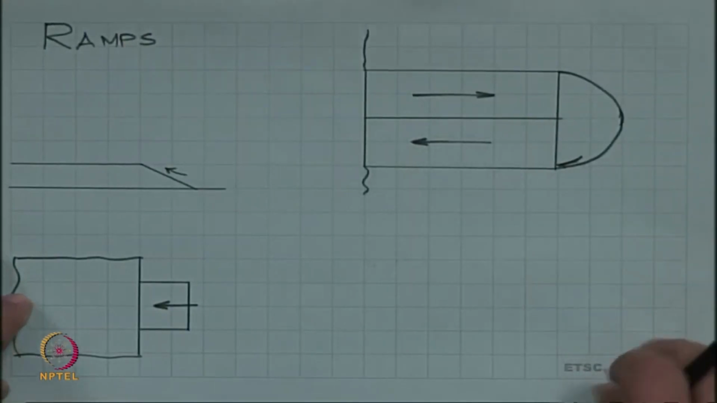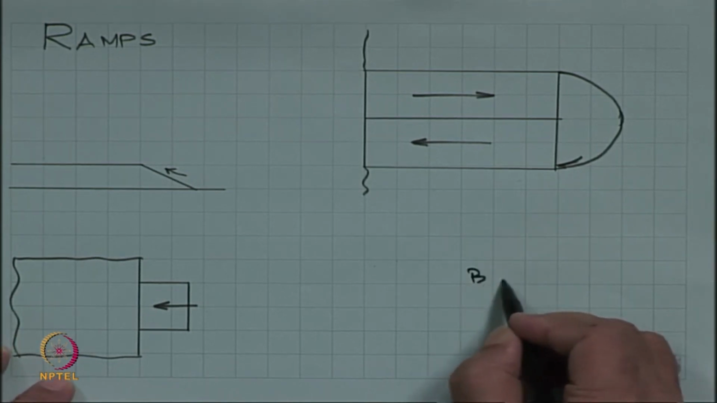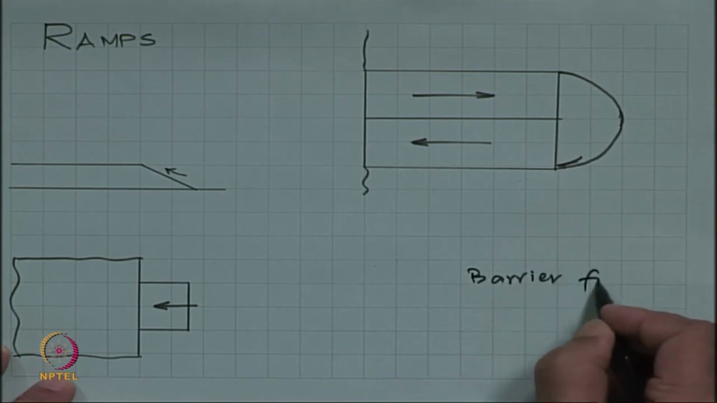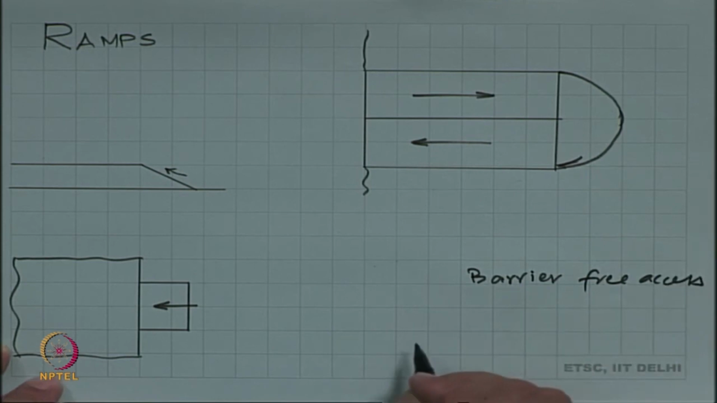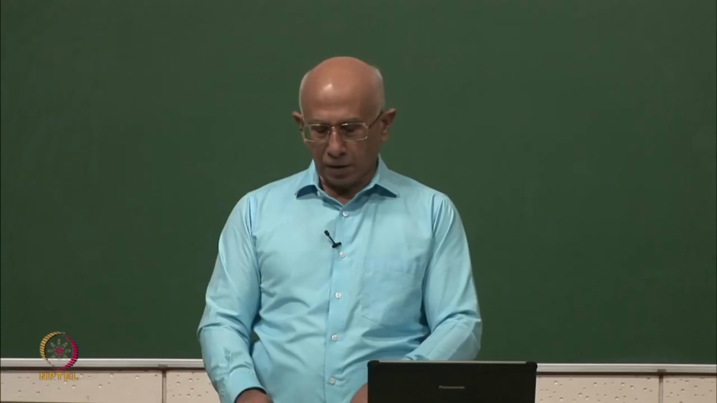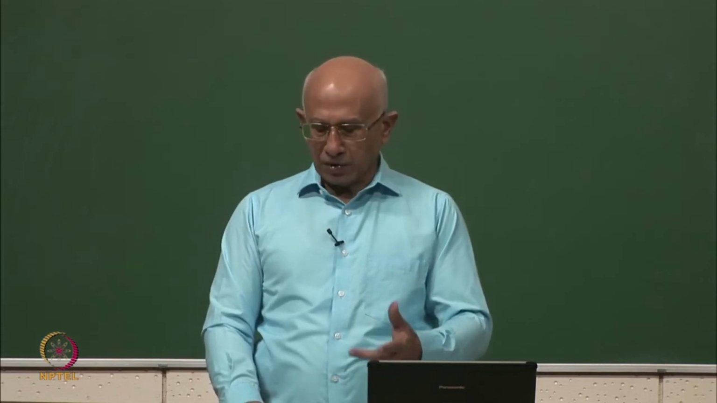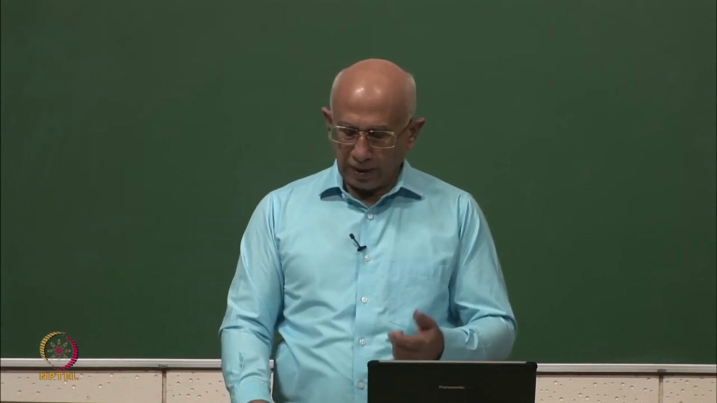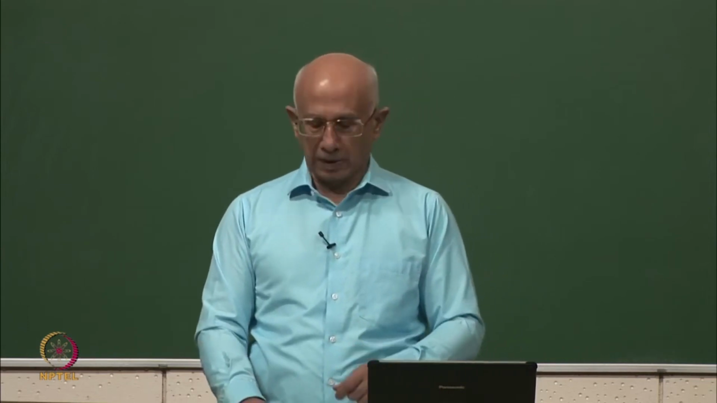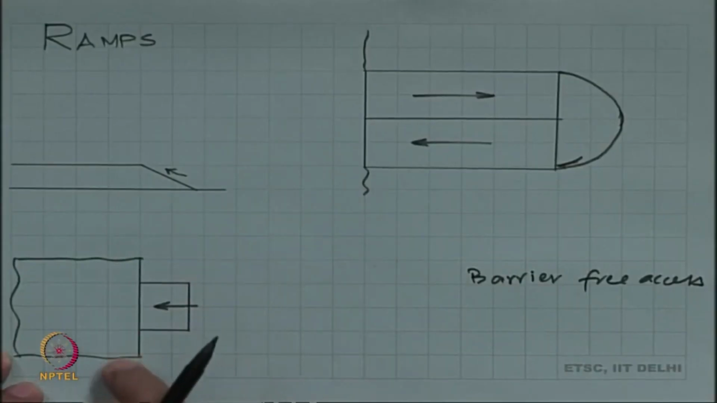Now, we look at ramps, and this is a very important feature these days, because now all constructions that are made must have barrier free access. That means, somebody who is on a wheelchair should be able to go everywhere that a normal healthy person can go. Wheelchairs, crutches, those handicaps do not let you go up and down stairs.